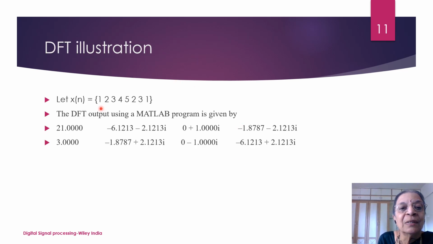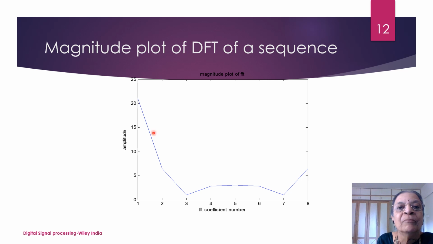DFT illustration. Let us consider the signal x(n) as 1, 2, 3, 4, 5, 2, 3, 1. These are the samples taken for illustration. Then we can calculate the DFT using MATLAB. So these are the DFT coefficients that are found. You will find that X0 is real, then X4 is also real. This is complex conjugate of this, and this is complex conjugate of this, as already illustrated. Now this is the magnitude plot of a DFT of the sequence. In this case you will see that the magnitude values are symmetrically the same, and only this X0 value will be the DC component, and the center value, X of N/2, will also be real.